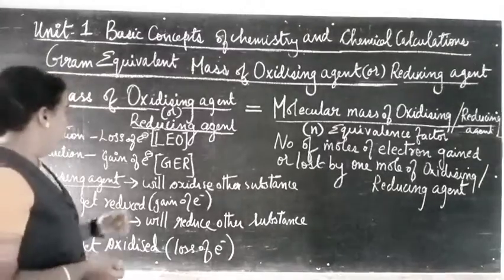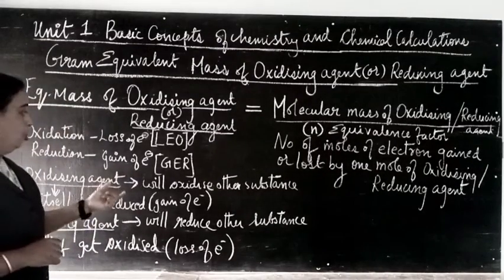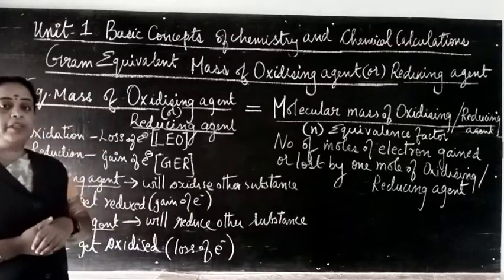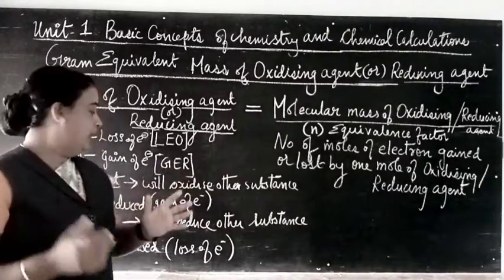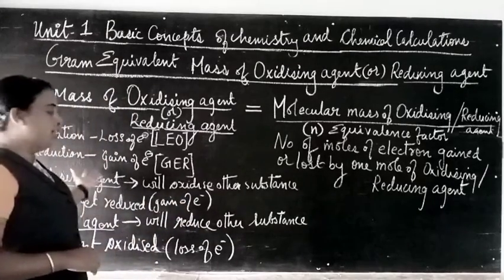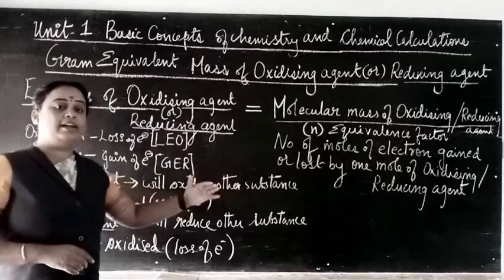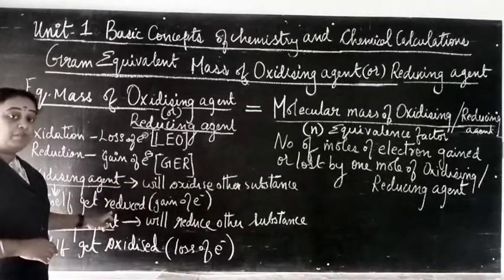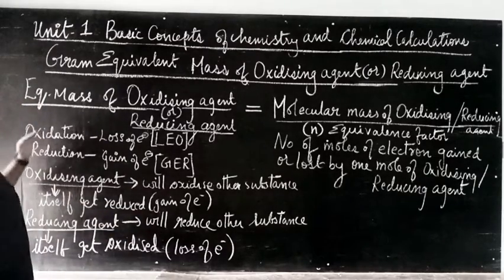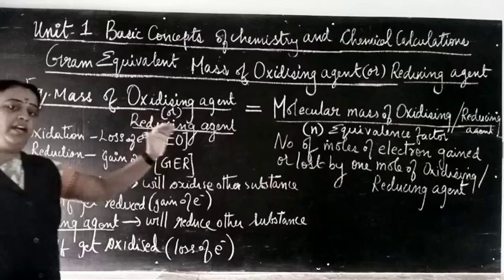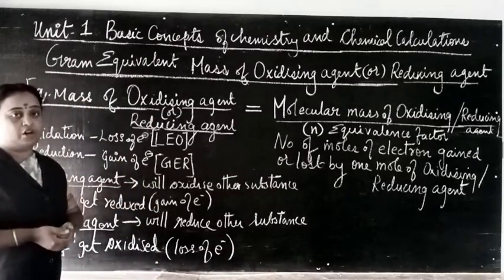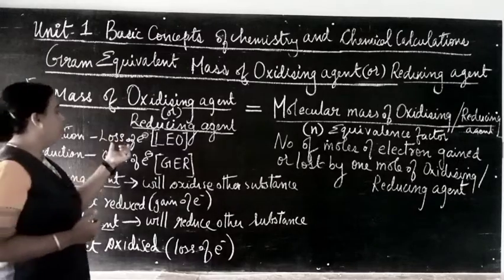Now you should know what is oxidation and what is reduction. Reducing agent will reduce other substances and oxidize itself, and oxidizing agent will oxidize other substances and reduce itself. This concept you have studied already in 10th standard. Oxidation is nothing but loss of electron. In terms of electron, we tell it as loss of electron.